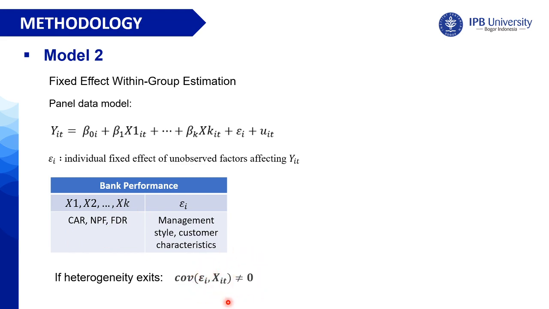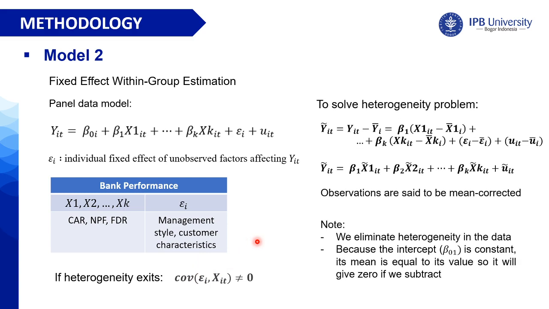So to solve the heterogeneity problem, we express each variable as a deviation from its time mean. The observations are said to be mean corrected because we subtract the mean of each variable from the individual's values. We eliminate heterogeneity in the data, and because the intercept is constant, its mean is equal to its value, so it will give 0 if we subtract.